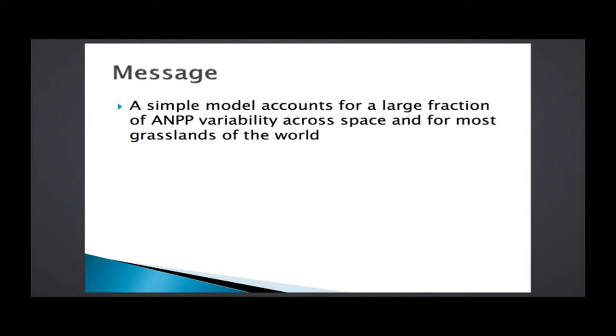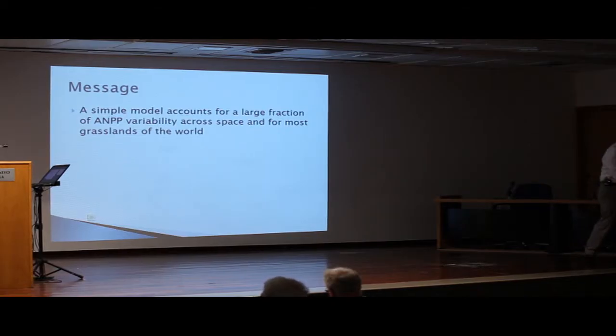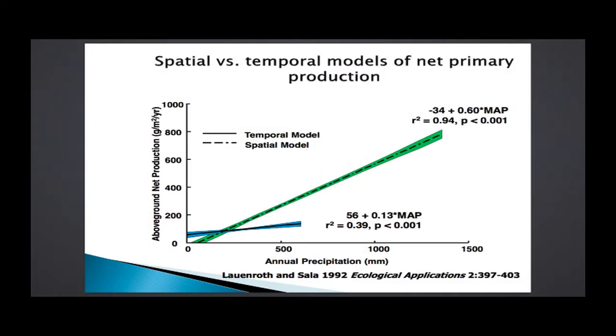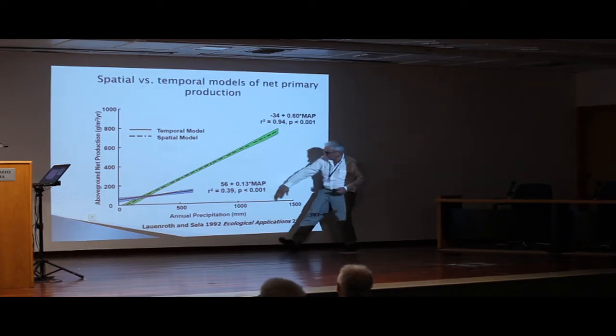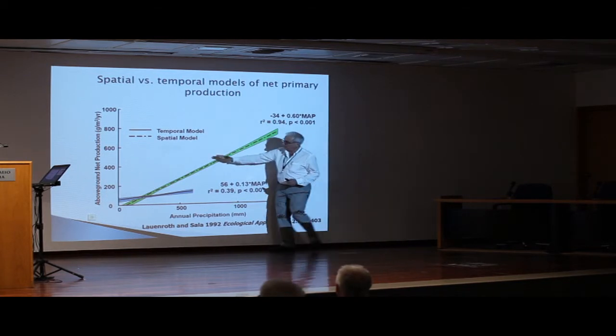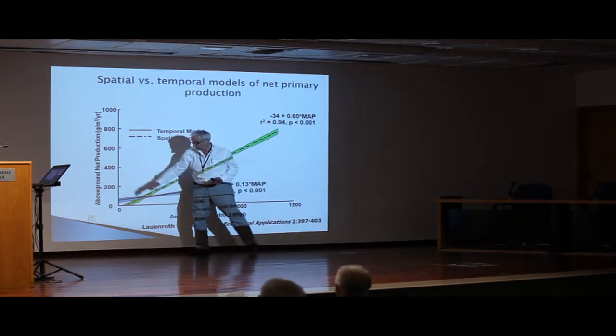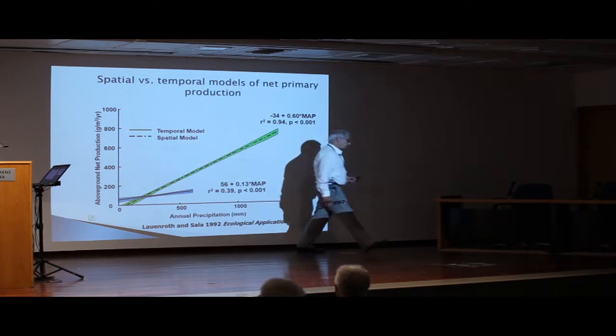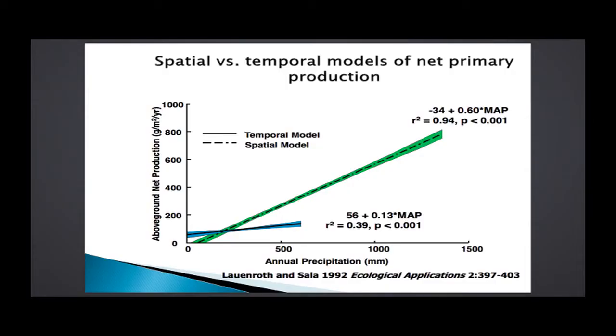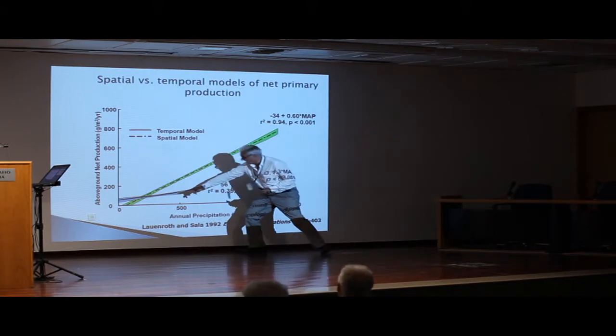So I could retire now, but what happened is that this is the same model that from now on I'm going to call the spatial model. This is how changes in mean annual precipitation affect mean annual production. And then we found a data set for a single location. We found 54 years of data. And this is the temporal model. This is the blue line.